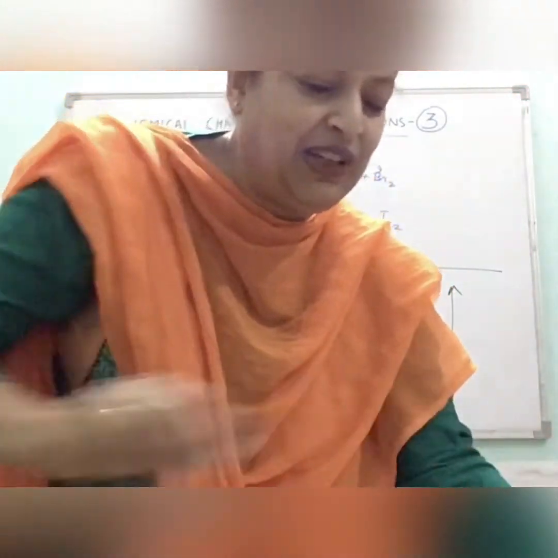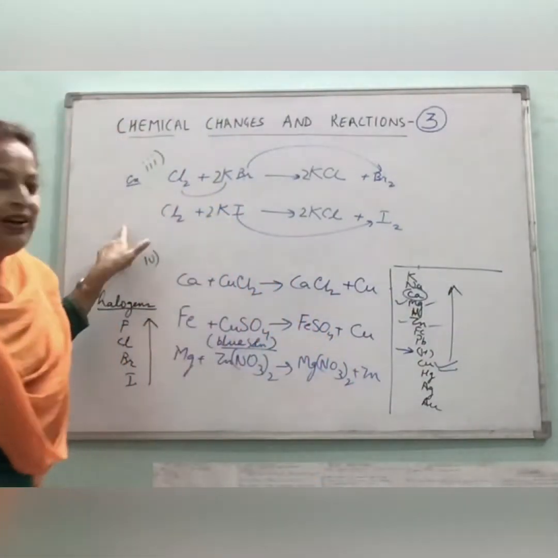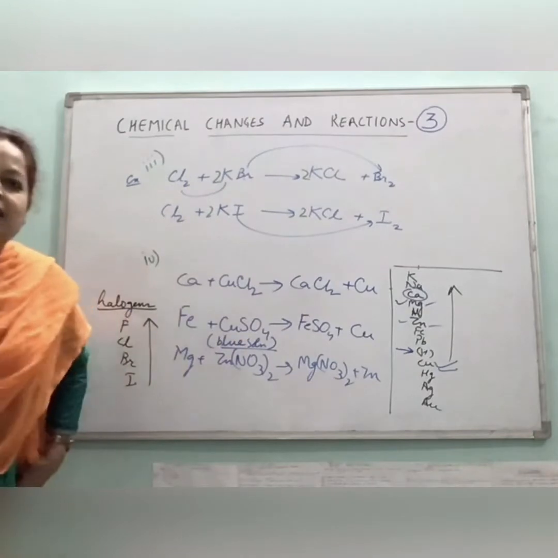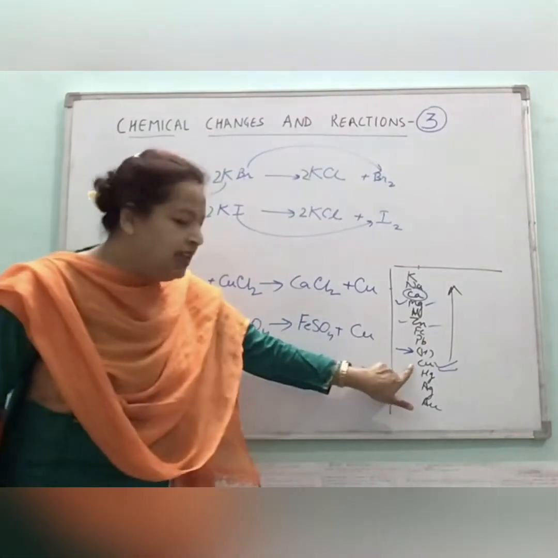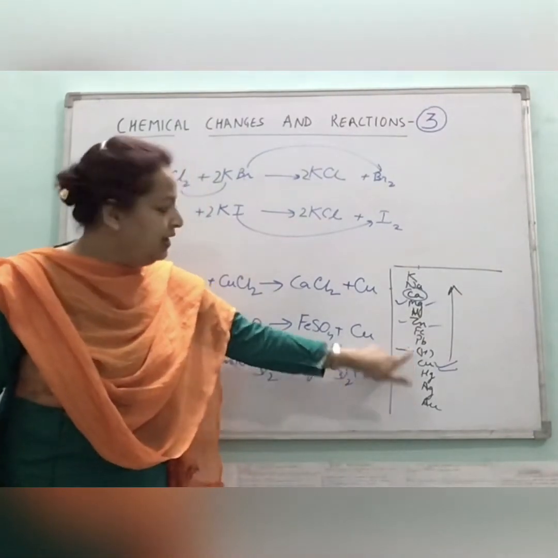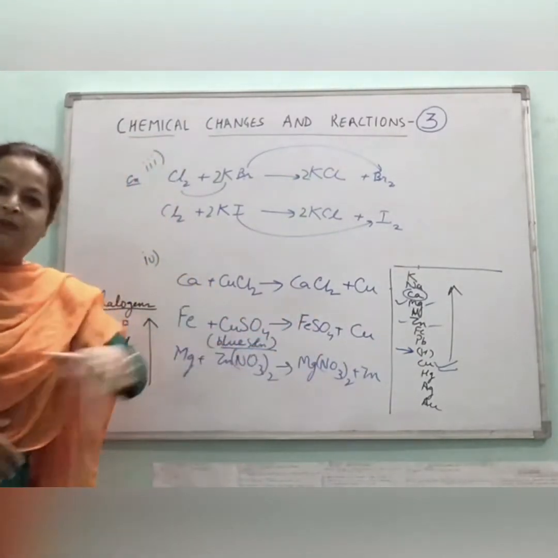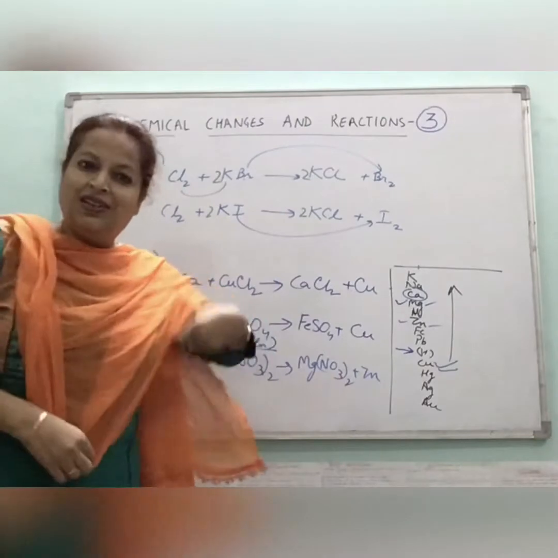So what type of reaction have we done here? Simple displacement reaction, where a more active element displaces the less active. Copper is less active, placed below in the series. Iron is more reactive, so it displaces. So that experiment shows this to you.